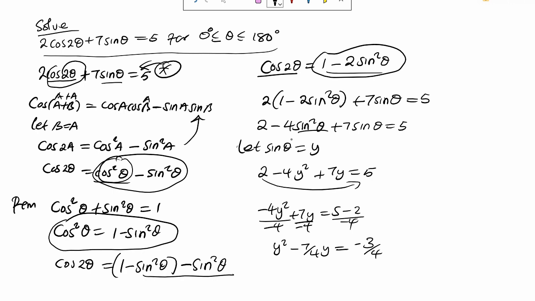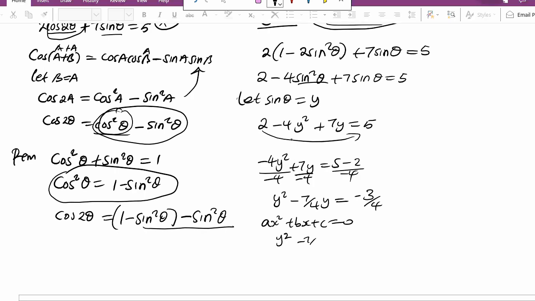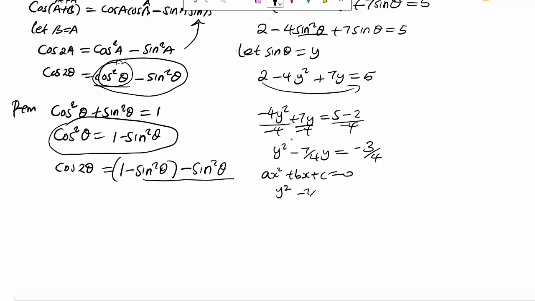So this is also an example of a quadratic equation, and since it doesn't seem to be a perfect square, if I write it in the form of ax squared plus bx plus c equals 0, I shall have y squared minus 7 over 4. Let me get some more space. So 7 over 4 y, and then plus 3 over 4 equals 0.